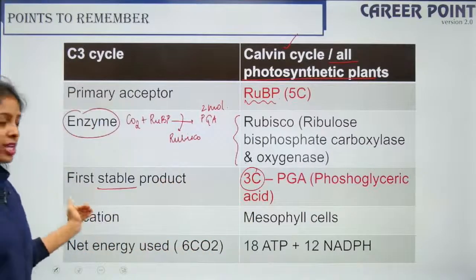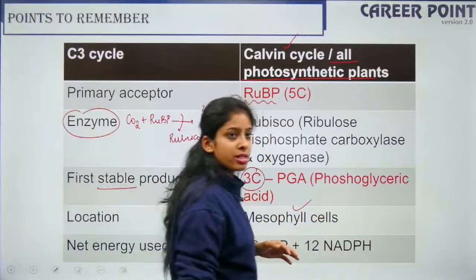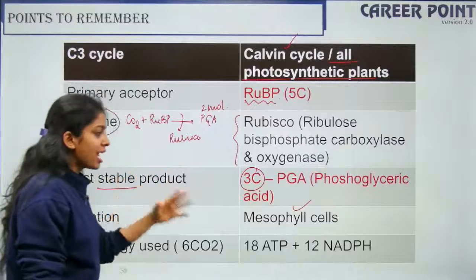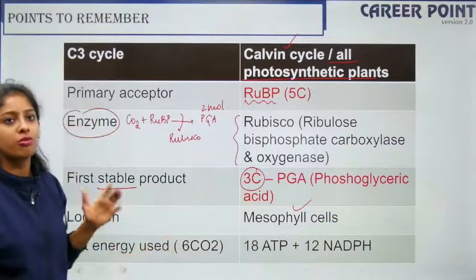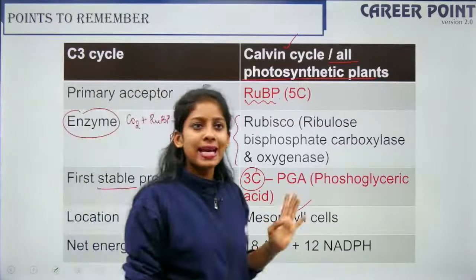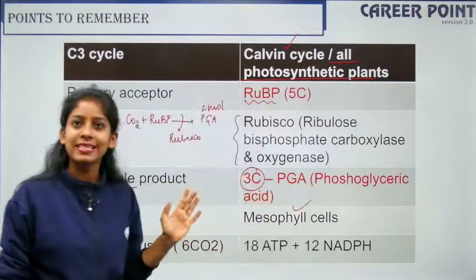So where is the location? Where is it happening in the C3 cycle? In the mesophyll cells. What is the energy consumed? 18 ATP plus 12 NADPH for 6 molecules of carbon dioxide. So your C3 cycle is clear. So the final touch is done. No more doubt in the C3 cycle.